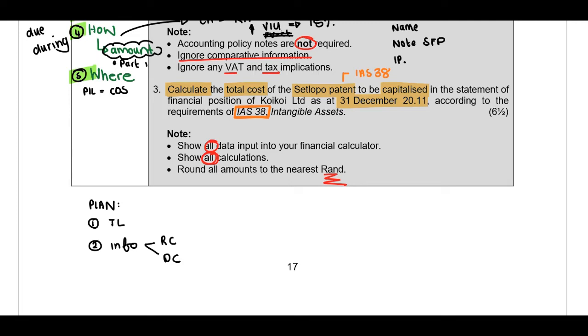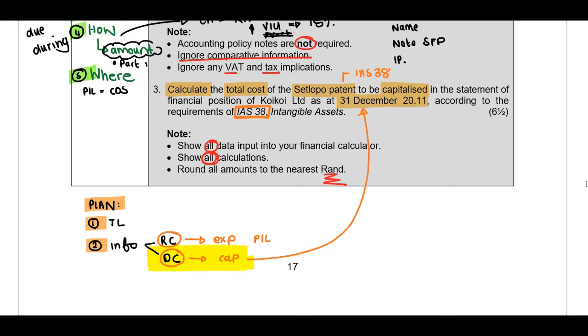When you look at the bottom left side of your screen, my plan, I'm going to include my timeline, identify from the information the portion which is my research costs. This I know should be expensed in my profit and loss, and my development costs. This portion is the portion that should be capitalized as per the requirement. Therefore, I need to focus purely on the development cost in terms of my question.